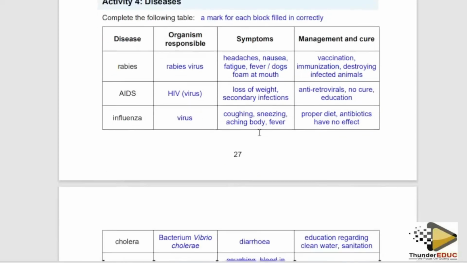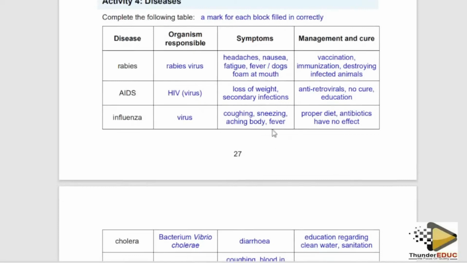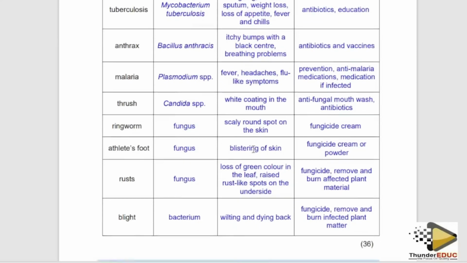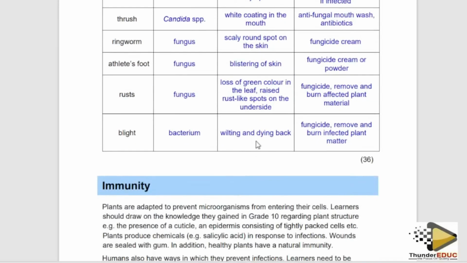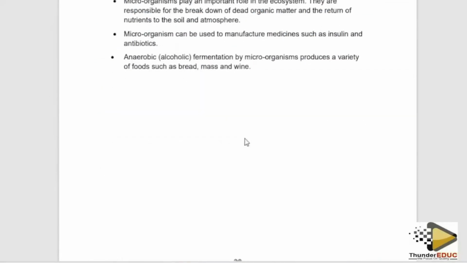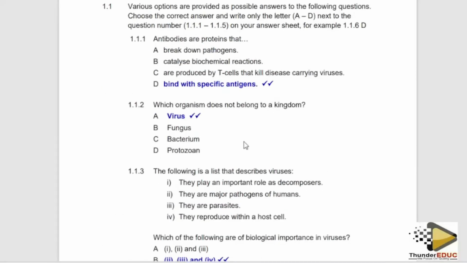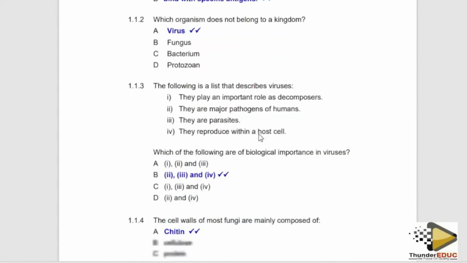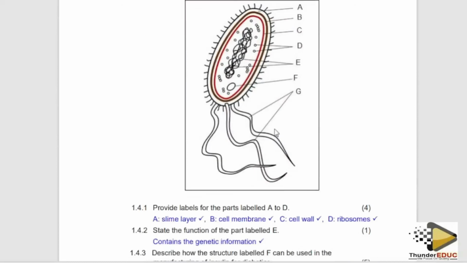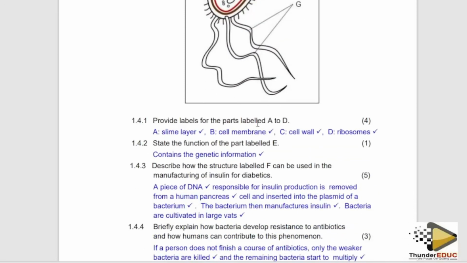Hence, put less time on these diseases, which would cause you to lose too much time. Put less time here, and then focus on those diagrams I've talked about, and also term 2's work more. Why? Because we have already set term 1's work. So, structure of a bacteria, you see. Know how to label. These are some: provide labels A to D.